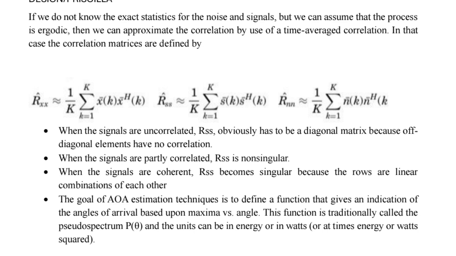When the signals are uncorrelated, Rss obviously has to be a diagonal matrix because the off diagonal elements have no correlation. When the signals are partly correlated, Rss is non-singular. When the signals are coherent, Rss becomes singular because the rows are linear combinations of each other.